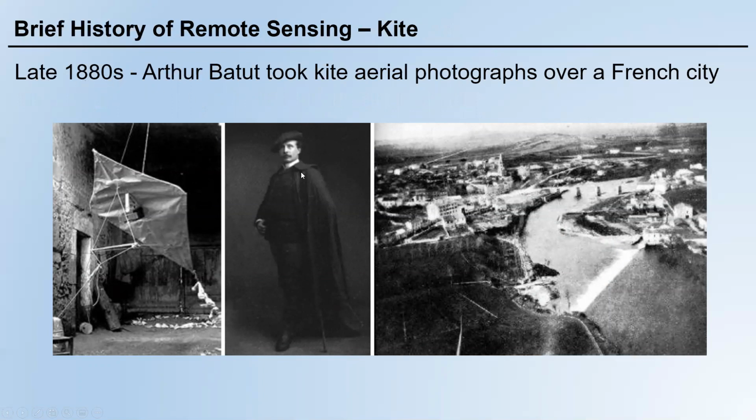Here is a person. His name is Arthur Batut. Looks like a very rich person, because back in the 19th century, I don't think poor people had the money or leisure time to do scientific research like this or experiment. So you can see here is the kite. Obviously, here is a camera, this small black box, right? Over a French city. So here is the city.